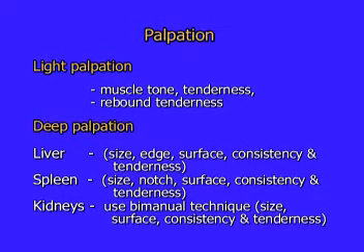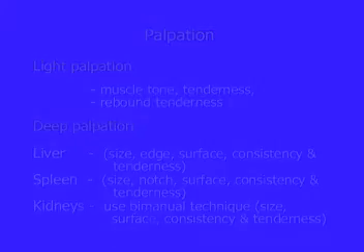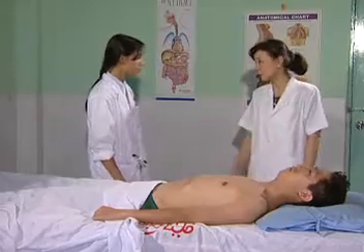In deep palpation, palpation of specific organs. Liver, you have to record size, edge, surface, consistency and tenderness. If you feel the spleen, also note size, notches, surface, consistency and tenderness. If you palpate the kidneys, you have to use the bimanual technique and also record size, surface, consistency and tenderness. So Dr. Mialu, let's start from light palpation, please.